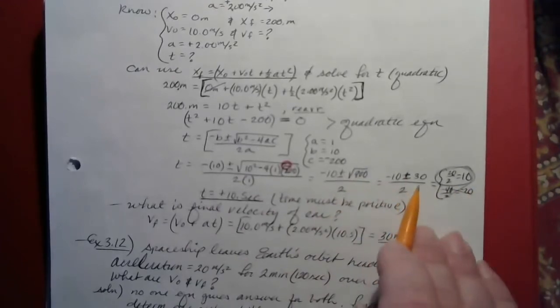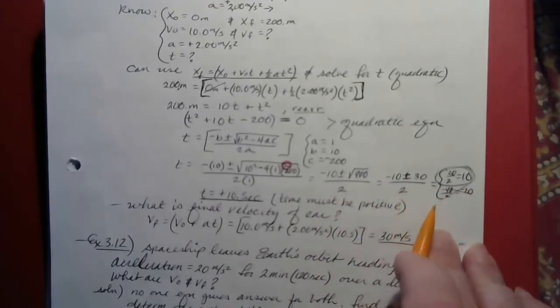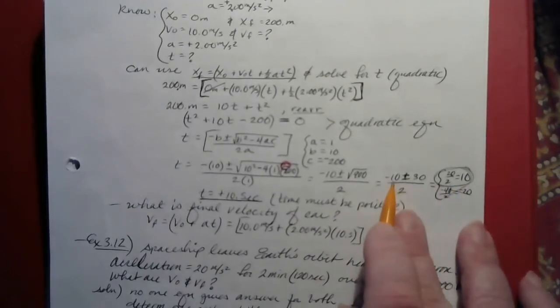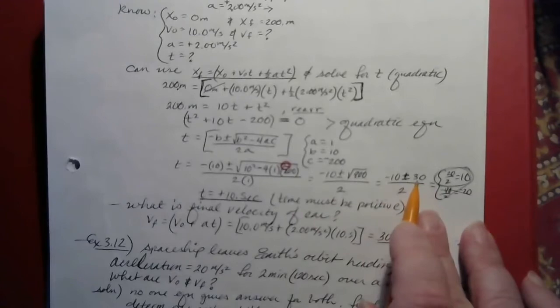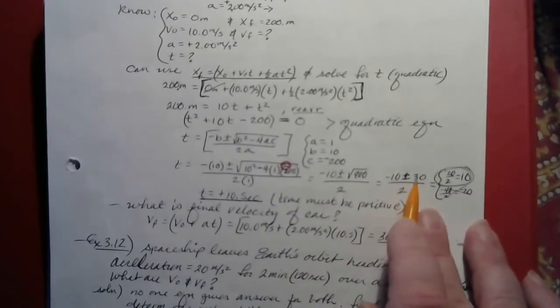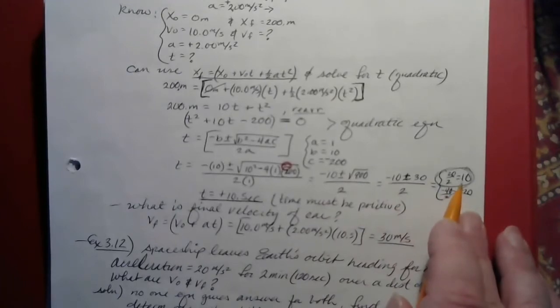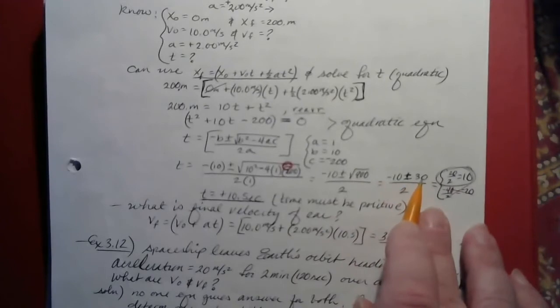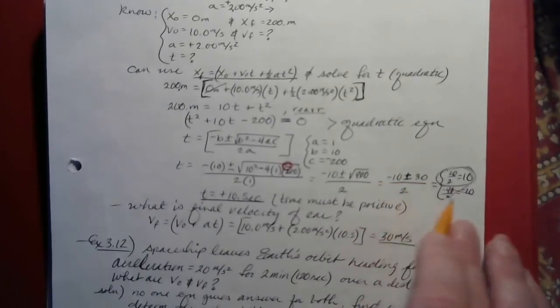And that gives us two possible values, as we normally get from the quadratic equation. One of them would be if you take negative 10 plus 30 over 2. Negative 10 plus 30 would be 20, divided by 2 is 10. And negative 10 minus 30 would be minus 40, divided by 2 is negative 20.